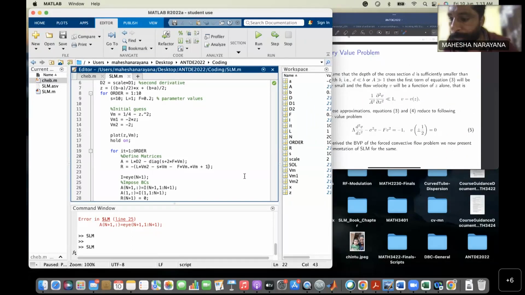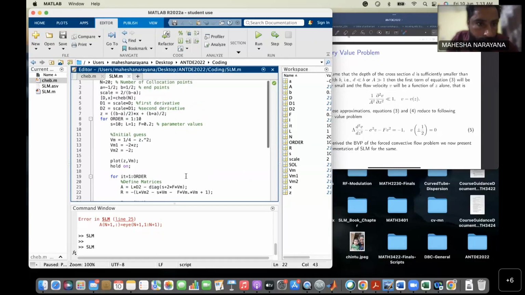Hello, sir. Yeah. Sir, I think there is a typo when you defined D2 equals scale star D1. It should be D square. No, it's fine, right? For the second derivative, D1 is the first derivative, so D2 will be the second derivative. I don't think that is a problem. I think the problem is somewhere here. Other things seem to be all right.